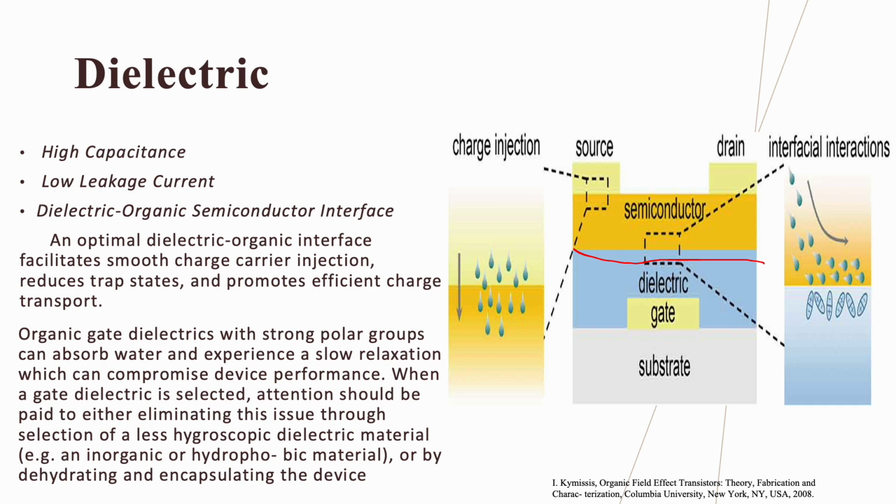Charge carriers can get trapped by defects, impurities, or trap states within the organic semiconductor. Trapped charges can lead to non-radiative recombination, reducing device efficiency. Avoiding or minimizing traps is critical for achieving high-performance organic devices. So engineers and scientists often use various techniques to engineer the dielectric organic semiconductor interface to improve the charge injection, reduce trapping, and enhance charge transport.